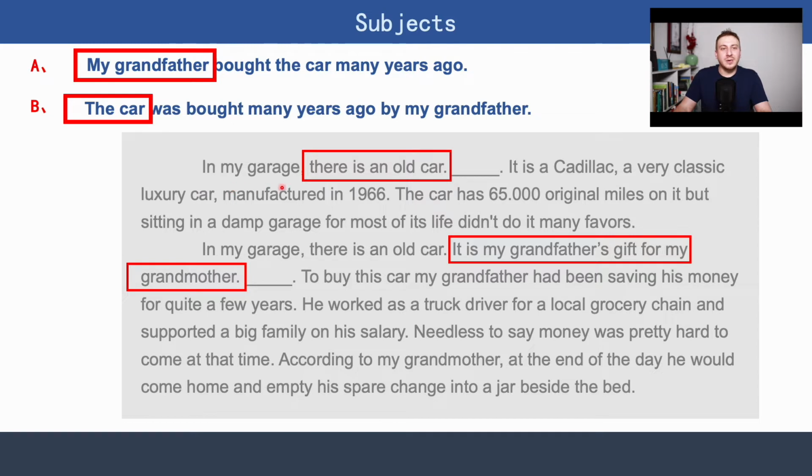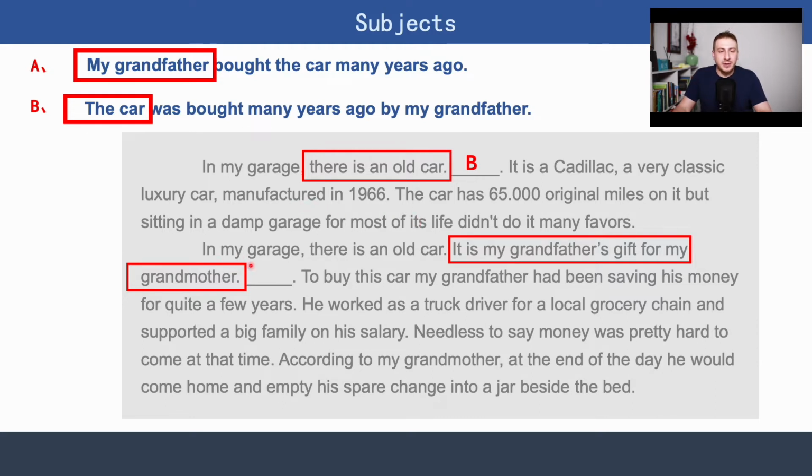In my garage, there is an old car. And then we have, it is a Cadillac. Now here the pronoun is it. And we don't really use it for people, right? So if it's the grandfather, we would not say it, but we would say he. So here the obvious answer is B. So the car was bought many years ago by my grandfather. It is a Cadillac, a very classic luxury car manufactured in 1966.